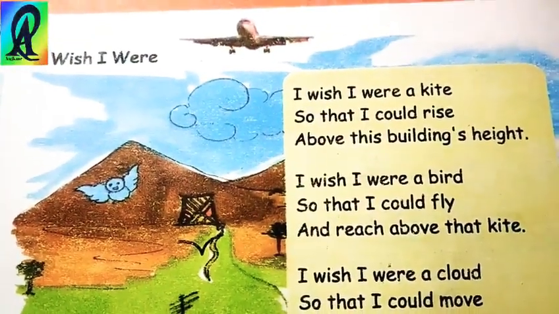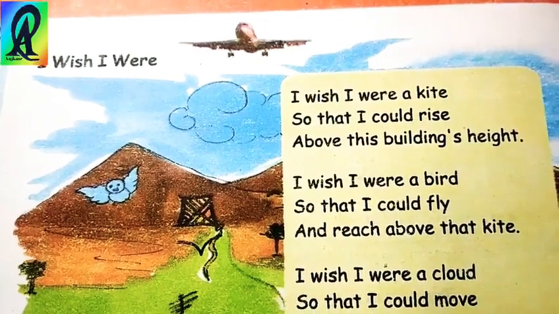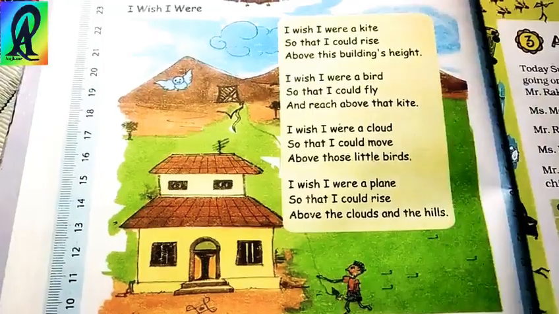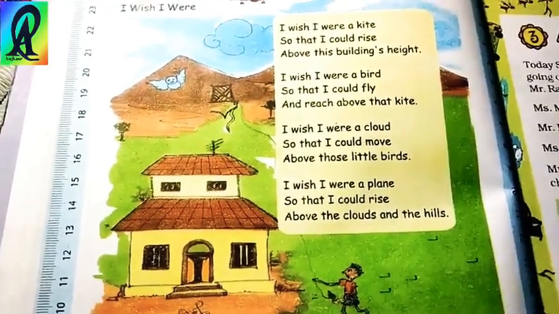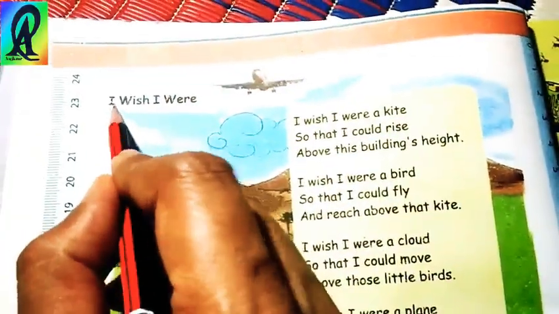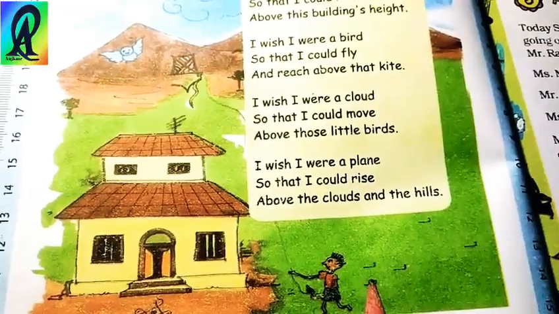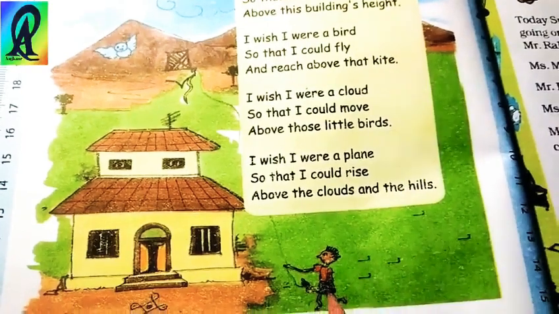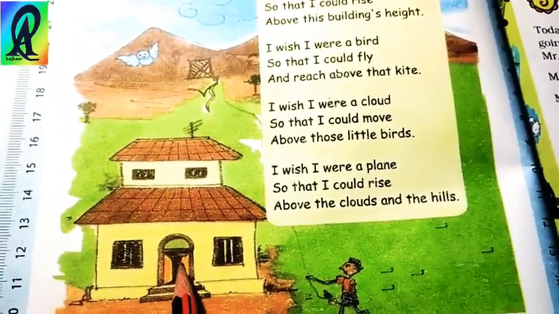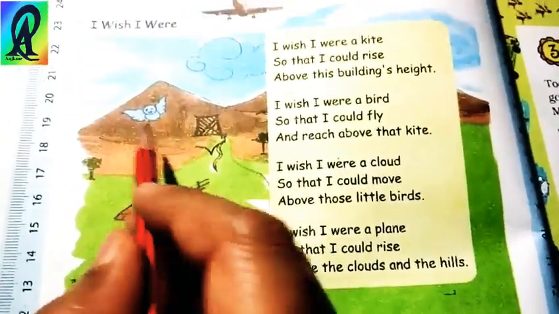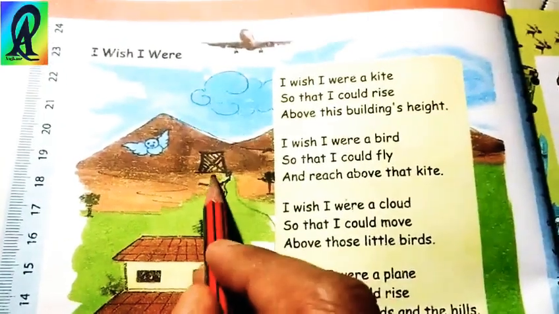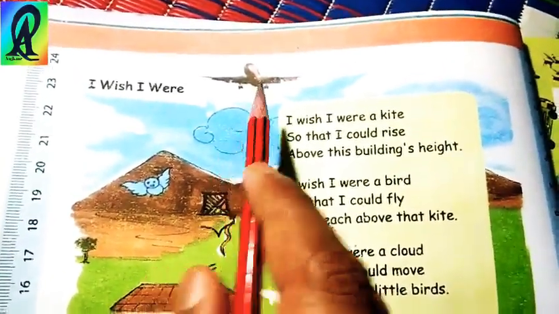And the next page is 22. Here you can see I Wish I Were. Here you can see this is a boy and this is a house. Here a bird, a kite, cloud and an aeroplane.